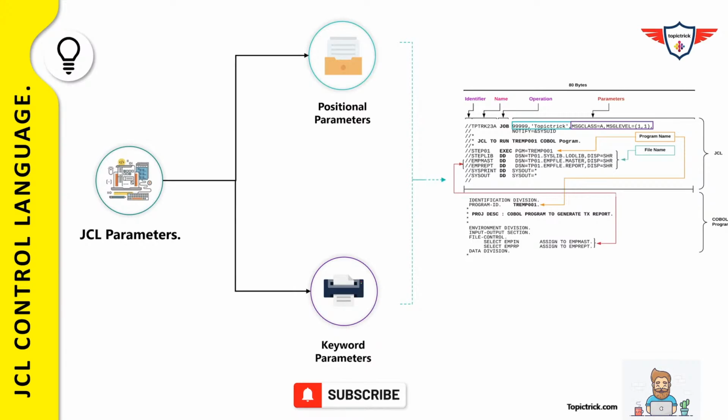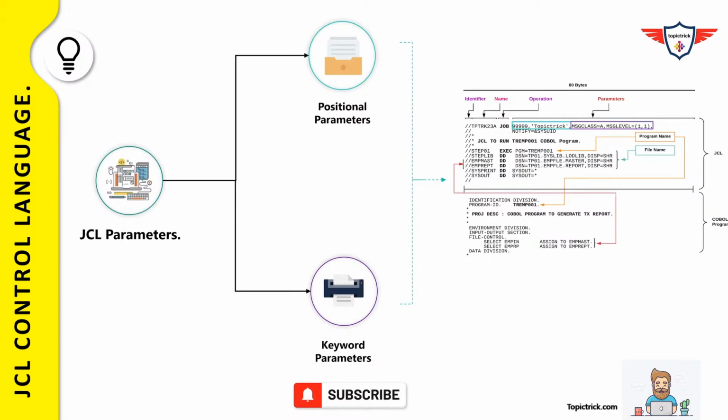In the following example, I've used 2 positional parameters. The first one is accounting information, that is 5 times number 9, followed by the username, and in username I've specified Topictrick, and both parameters are highlighted with green color. I hope by looking at the example you are able to understand what positional parameters are, and in a nutshell, positional parameters have a specific place in a control statement, right?